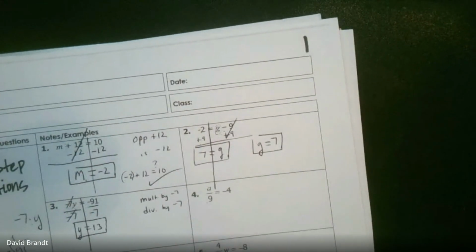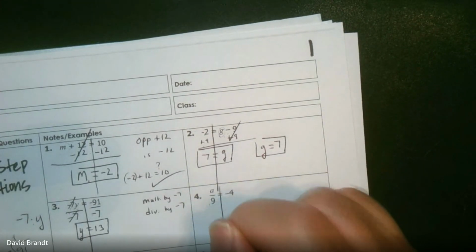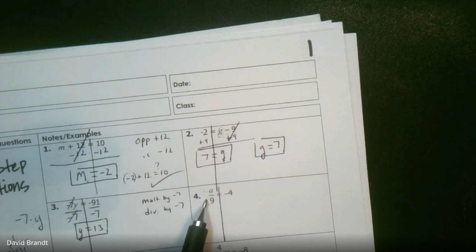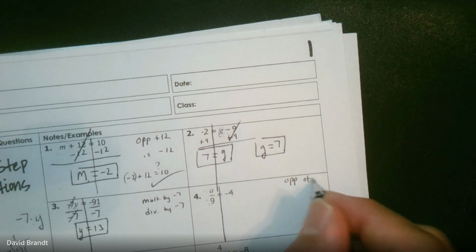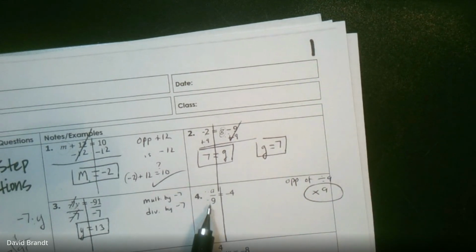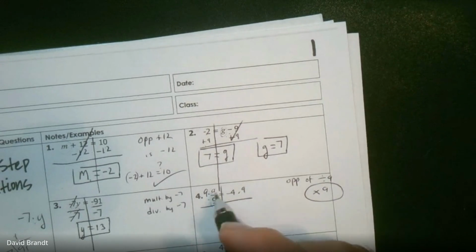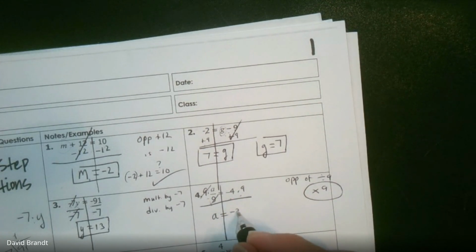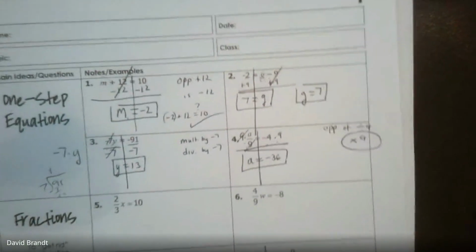Now, number 4 here is, let's see, what is connecting? Let's draw a line. What is connecting the 9 to the A? That's A divided by 9. So what's the opposite of divide by 9? The answer, multiply by 9. That's what's going to make this 9 disappear. So I'm going to put times 9 times 9. That's going to cancel out the 9s, bring down your A. What's negative 4 times 9? Negative 36. Okay. 2 more examples in this video, and I'm going to go to two-step equations.